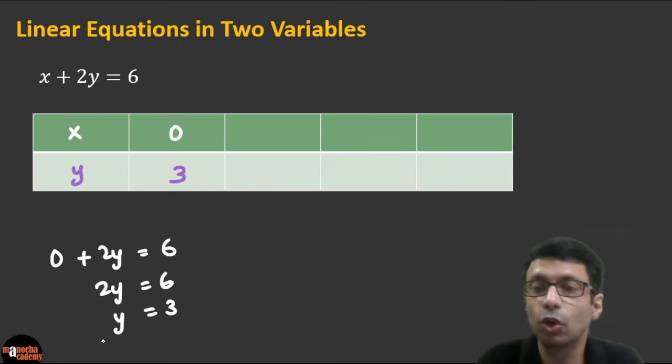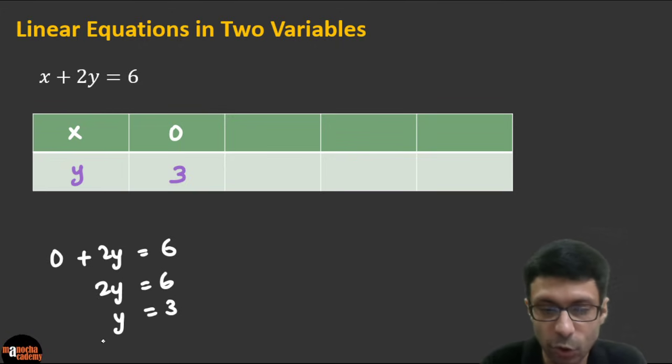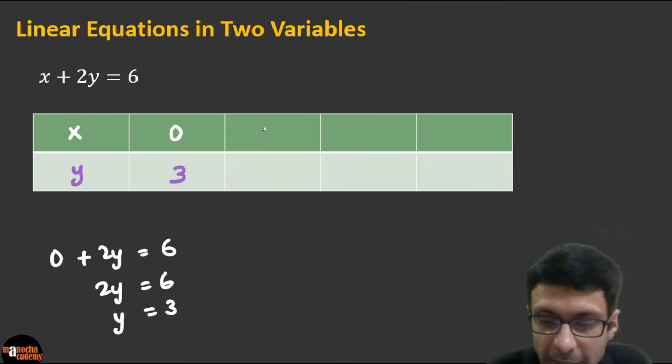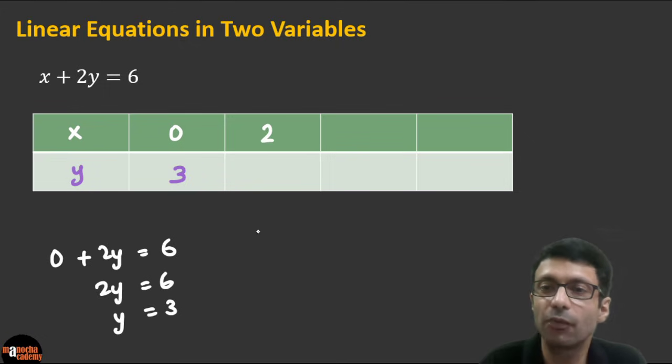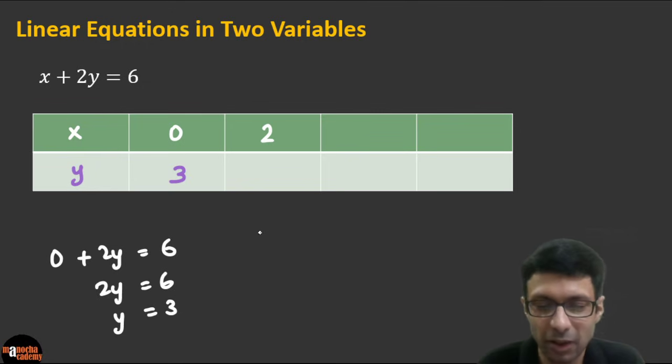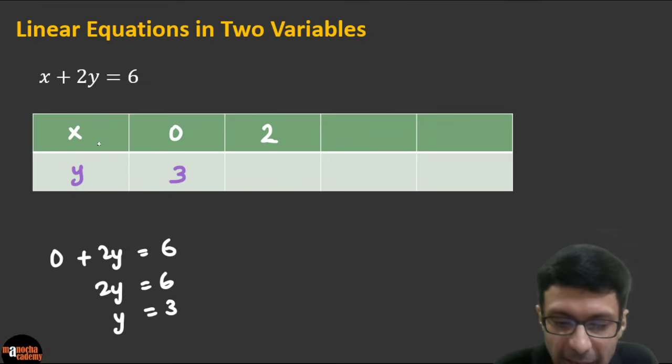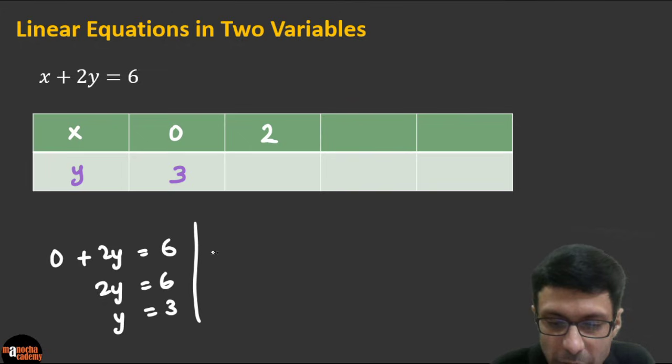So what is the idea? You take some value of x and you solve the equation for the value of y. This is how you do it. Similarly, we can take any other convenient value of x. Let's say we take 2, okay? Try to take values so that you don't get fractions, because plotting fractions on the graph paper is more difficult. So let's try if we can get integer values here. If we take x equal to 2 and solve this equation, what are we going to get?